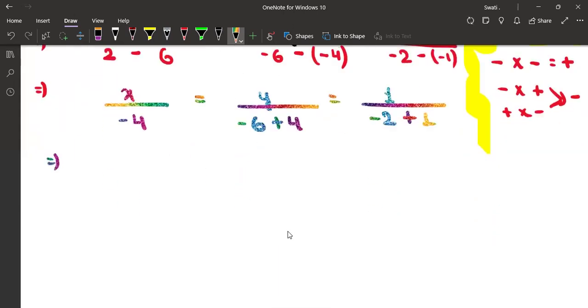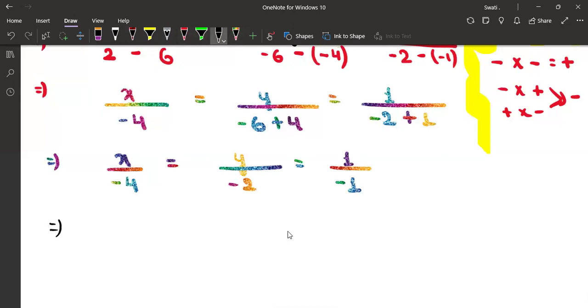x upon 4, minus 4, equals... 2 minus 2, y upon minus 2, very good, equals 1 upon minus 1. Very good, Manya. The next step you also know.